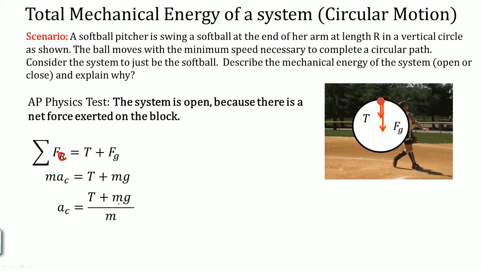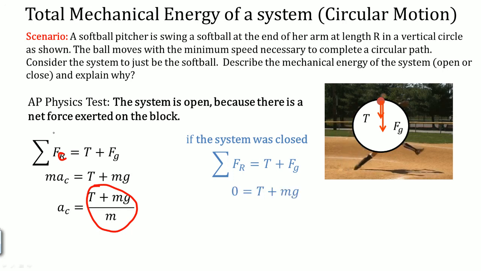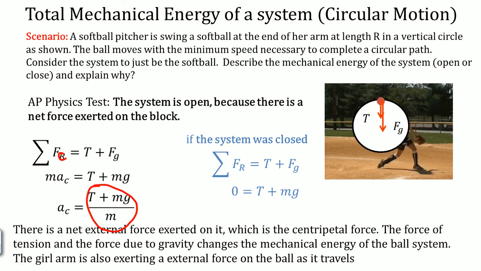Notice that this is the net force exerting on the block. This is when it is open, but in blue, this is what happens if it was closed. If it was closed, tension and force of gravity would cancel each other out. There would be no centripetal acceleration. So here you would say there is a net external force exerting on it, which is the centripetal force.